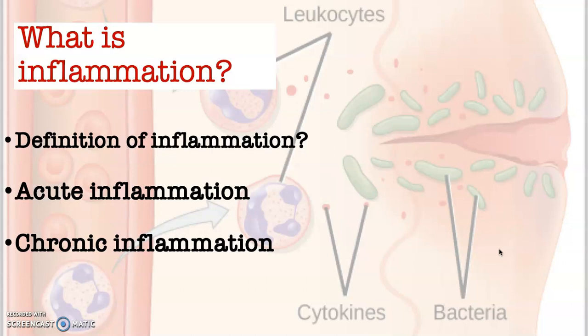Acute inflammation is short-lived and usually lasts hours or days. This can include a skin wound, a cut, something smaller than a big incision. Another type of inflammation is chronic inflammation. Usually this lasts months or years. This can include arthritis or chronic conditions that we will discuss in the next slide.